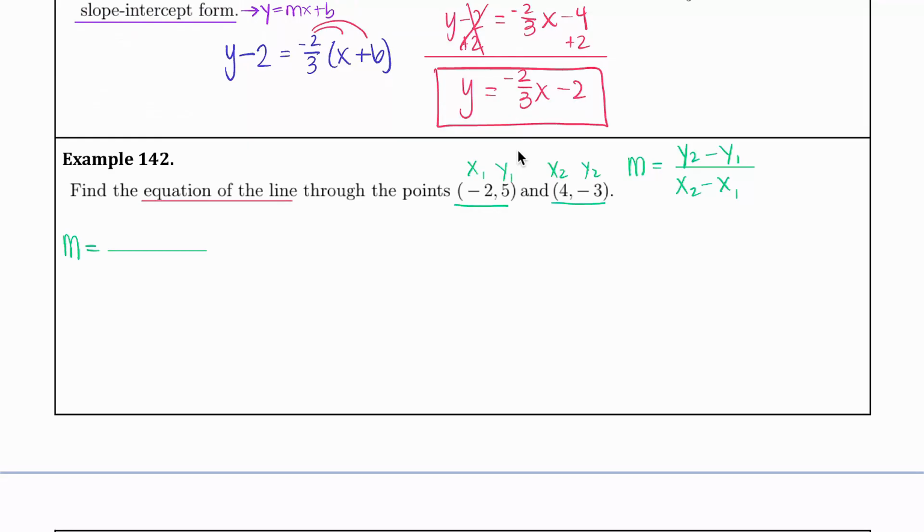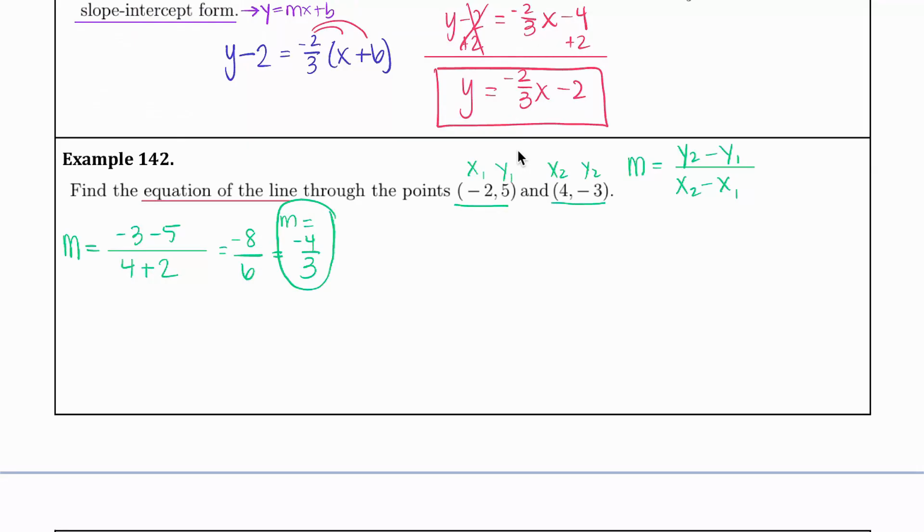I've got negative 3 minus 5 on top, the change in y's. 4 minus negative 2 on bottom, or 4 plus 2 on bottom. So on top I get negative 8, on bottom I get 6. We can simplify that, and our slope is negative 4/3. That's our m. Our slope is negative 4/3.